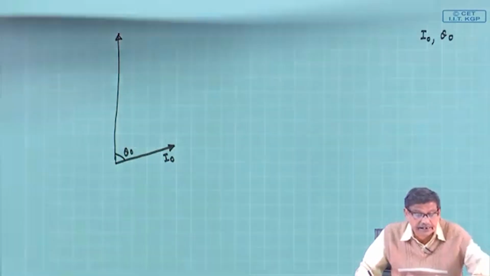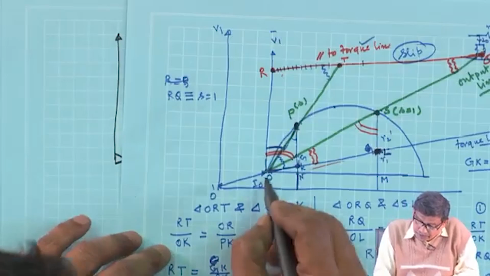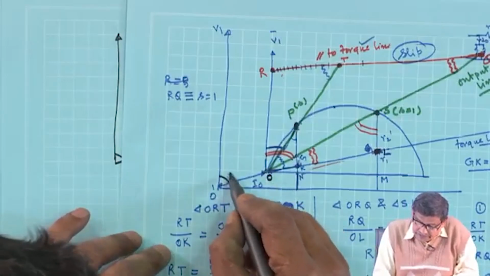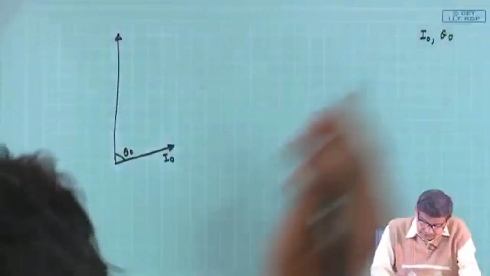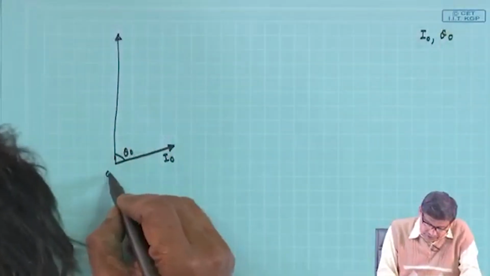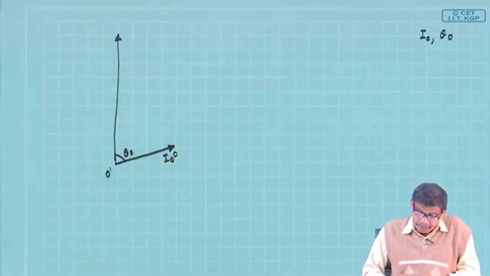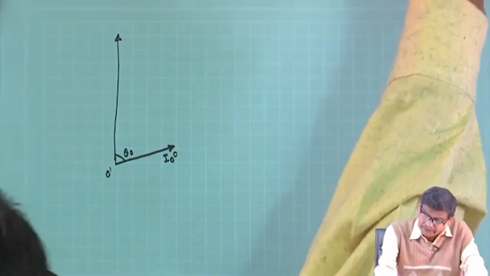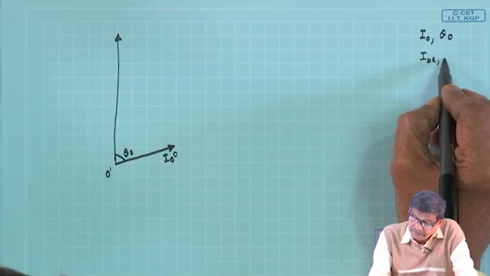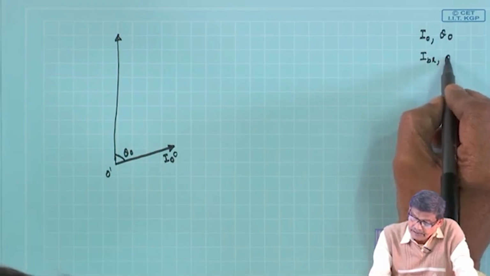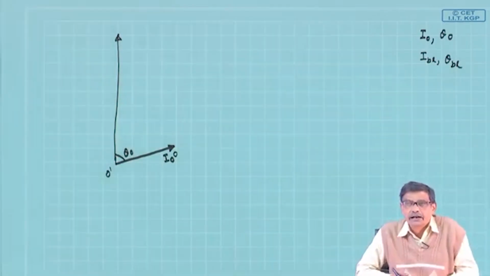So, in the circle diagram, if you look at, I have got this point O, this is theta naught, recall. This point is O dash, suppose this is O. Then from block rotor test I know IBL and theta BL. I can calculate in the same way I have done here.